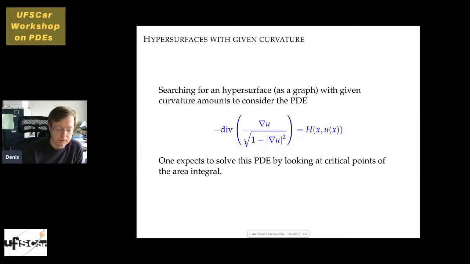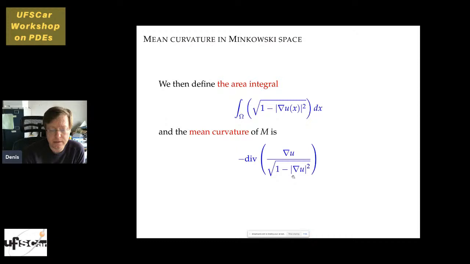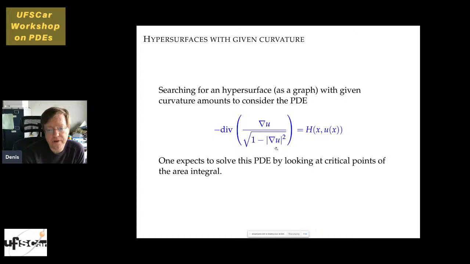Now it means that if you look for a hypersurface as a graph, because you can also look at a hypersurface with parameters, but I'm just focusing on graphs, which has a prescribed mean curvature, it gives you a PDE that you want to solve. Imagine that at each point x of your domain omega, you want the graph associated to u to have mean curvature H(x, u(x)). Then you have to solve this PDE, which is a quasi-linear PDE. And since I showed you that the mean curvature operator arises as the derivative of the area integral, you expect that finding solutions to this equation could be done by looking at critical points of the area integral. And that's it.